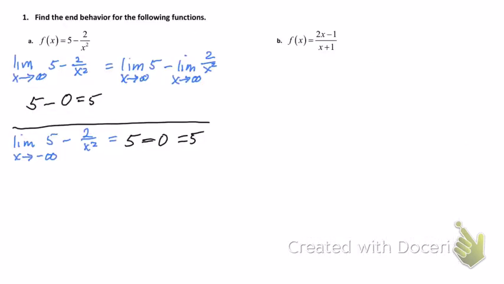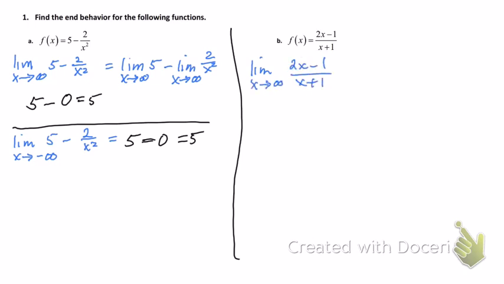Taking a look at the second function here, a little more complex than the first one. I'm going to give myself a little more room here. I'm going to use an algebra trick. I'm going to multiply the top by 1 over x and the bottom by 1 over x. I'll show you why here in just a second. Look what that gives us. On top, I've got this.